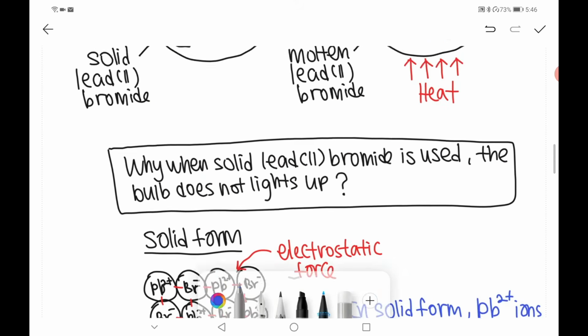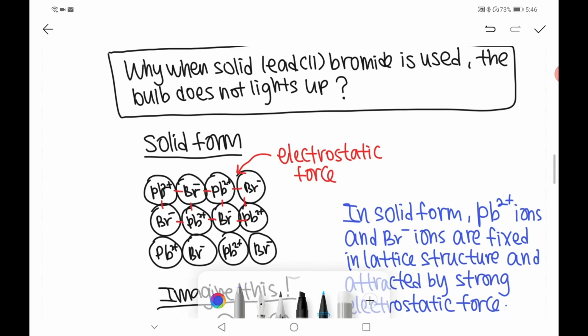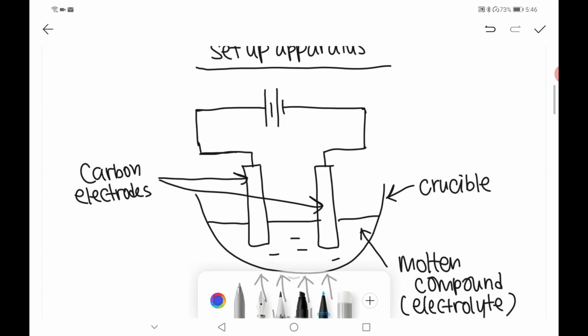So this is the theory. This is a very important theory. In solid form, ions cannot move freely. Why?